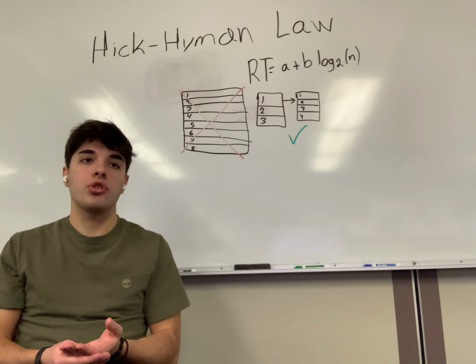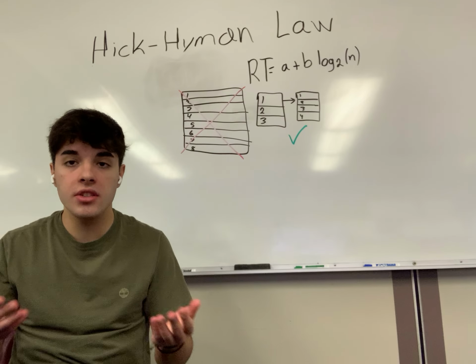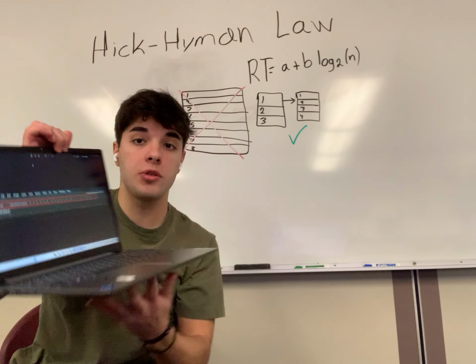Chunking options with submenus allows users to move quicker through the software because they're presented with less information, just the things that they need. Adobe Photoshop is an example of a software that fails this principle.